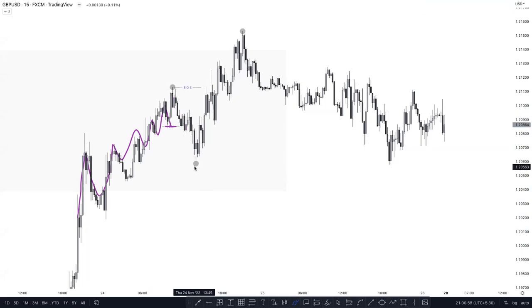And then what happened here? The market again pushed a higher high and broke this one. In the first attempt, the market just swept the liquidity. So this one is not our confirmed structure.